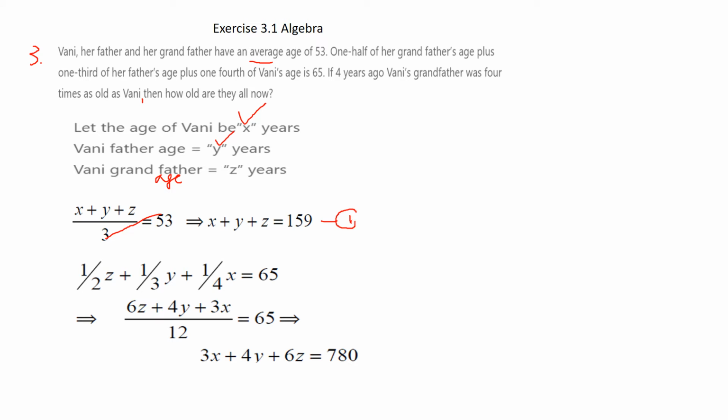Second one. 1/2 of her grandfather. Grandfather Z. So 1/2 means half Z plus 1/3 of her father's age. 1/3 means 1 by 3 into Y. Plus 1/4 of Vani. 1 by 4 into X equal to 65. So take LCM of 2, 3, 4.